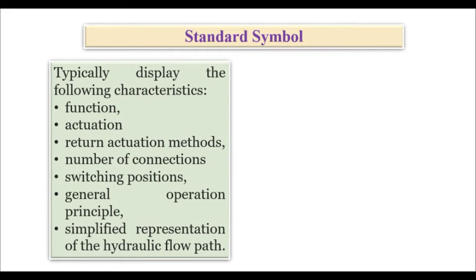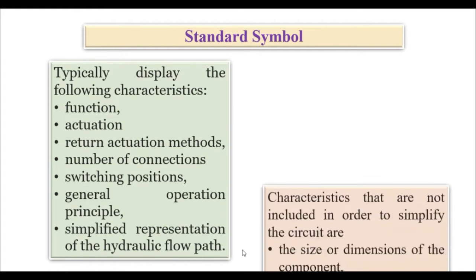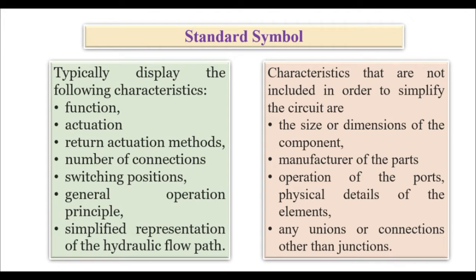Standard symbols display characteristics such as the function of the component, actuation method, number of connections, switching positions, general operating principles, and a simplified representation of the hydraulic path. A standard symbol does not show the size or dimensions of the component, the manufacturer of the part, the operating conditions of the part, physical details of the element, or any union or connections other than junctions.